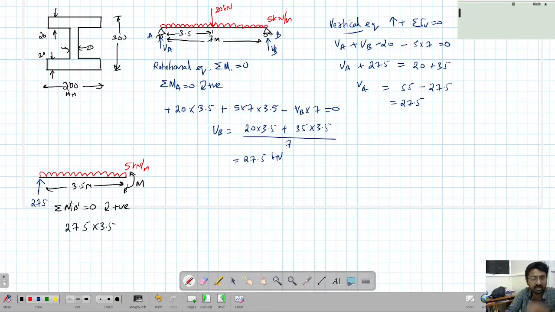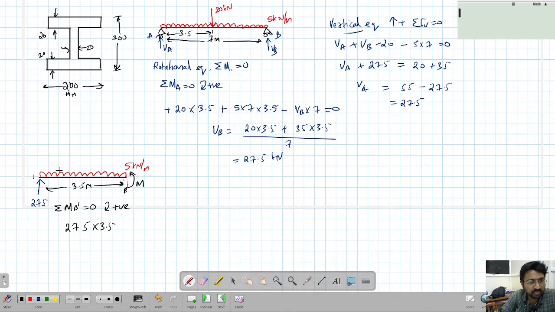Now what is the rationale behind this equation? It is simple. Since the beam is not rotating, a portion of the beam also will not rotate. So I have taken a portion of the beam to find the moment here. Moments are internal forces. To get an internal force, you always have to cut the section. So that is what I have done.